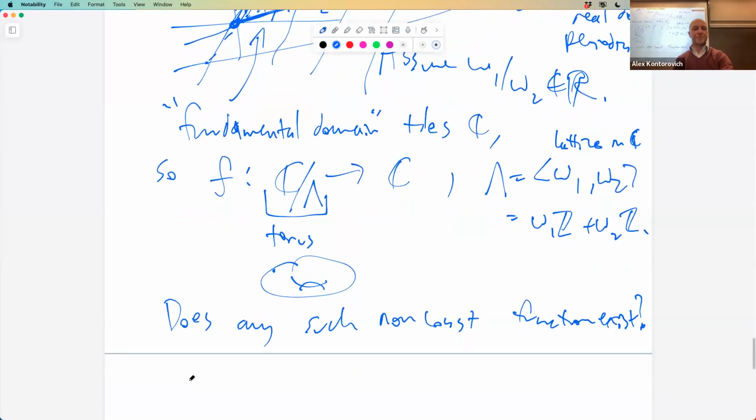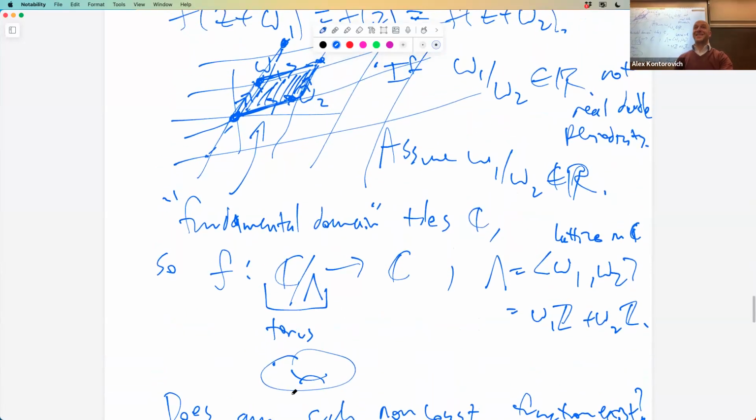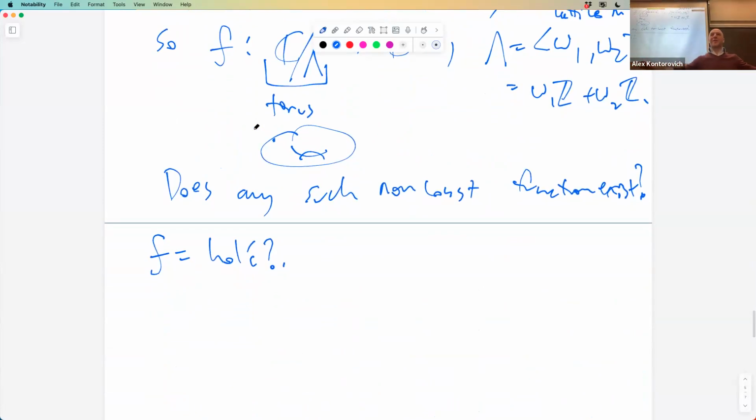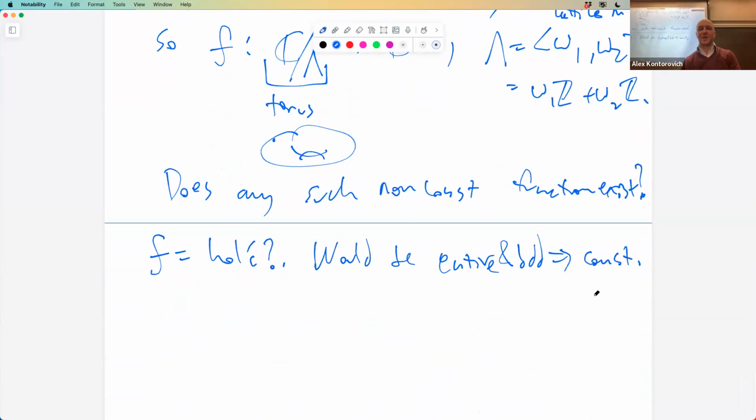Let's try a holomorphic function. How about f is holomorphic? Tim says no. Why? Yes. It would be bounded because whatever it does on this compact tile, it does everywhere. So immediately, holomorphic functions are out. Holomorphic would be entire and bounded. Liouville tells us they're constant. So we cannot have holomorphic functions.